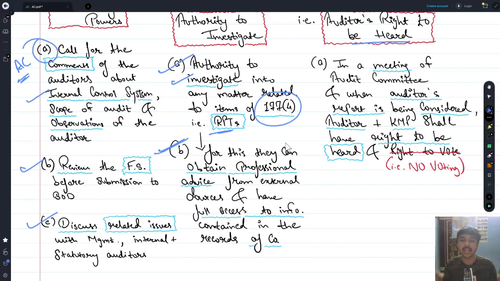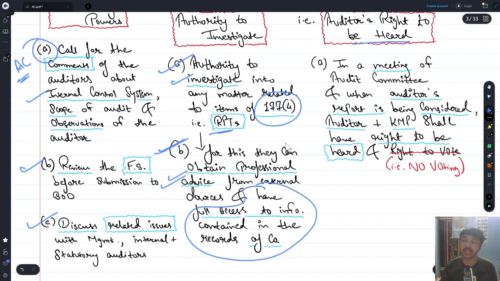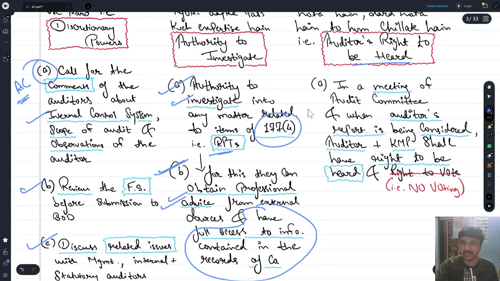So what he can do is obtain professional advice from outside, from external sources, and obviously he will have full access to information contained in the records of the company. So if the auditor goes while the accountant is having a tea break and tells him, keep the tea aside and show me this computer right now, I want to see the journal entries, and if the accountant says, no sir, the manager has told me not to show you this, then he will just take out this section and show him that I have this authority, you have to show me. Nothing can be kept out of their sight.